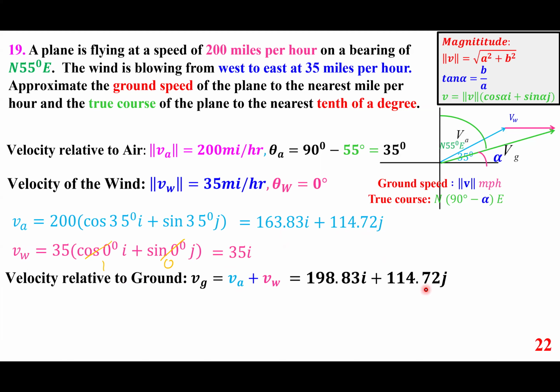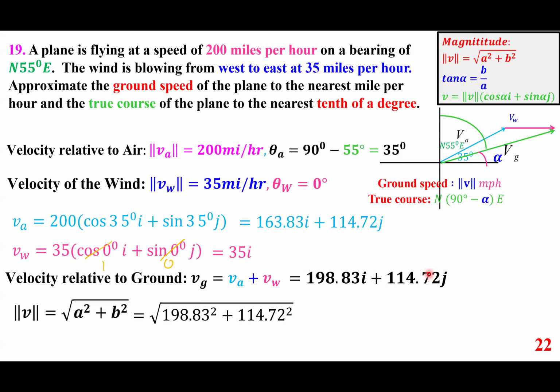And so to find the velocity with respect to the ground speed, we want the magnitude, which is square root of a squared plus b squared. And that means 198.83 squared plus 114.72 squared under the radical, everybody. You put it into a calculator, and it gives you about 230 miles per hour.